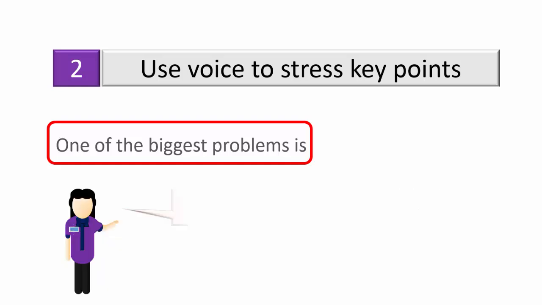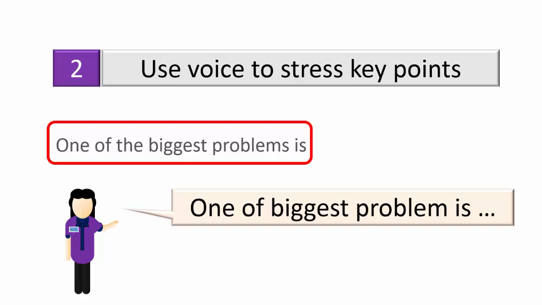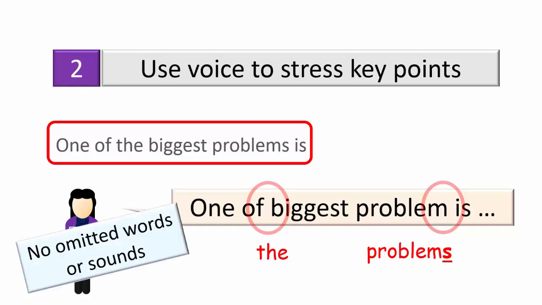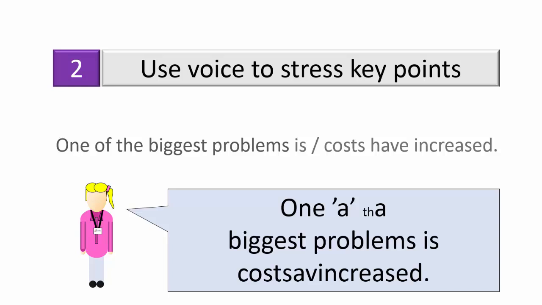So let's take a look. She says, one of the biggest problem is, you can see that she's omitted the word the, and she omitted the final S on the word problems. There should be no omitted words or sounds. Another example, she says, one of the biggest problems is costs have increased. You can see that she's linking sounds from the end of one word to the beginning of the next word. This is a kind of slurring.